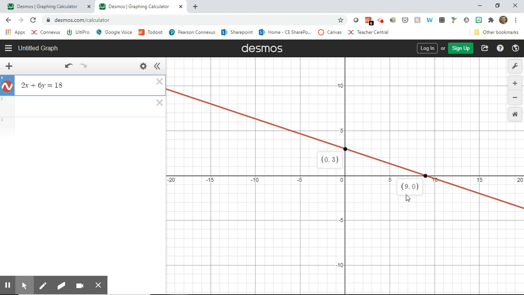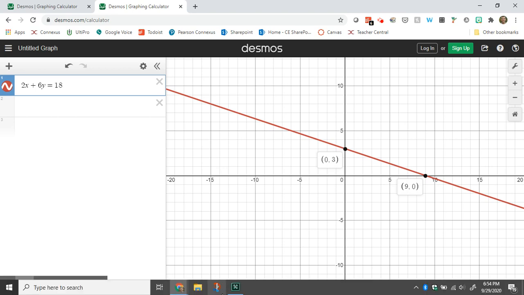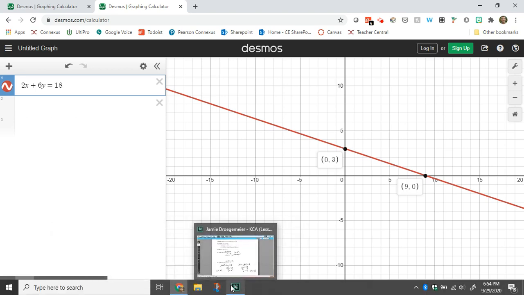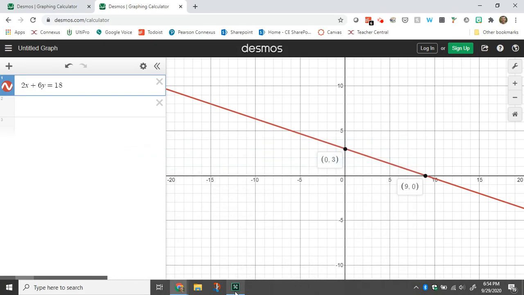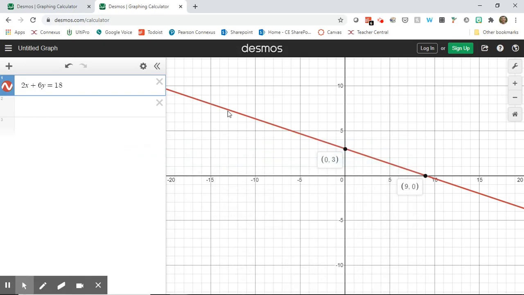When we use the term the set of all solutions, this line represents the set of all solutions to that equation. So all of those x and y values that make that equation true fall on that line.